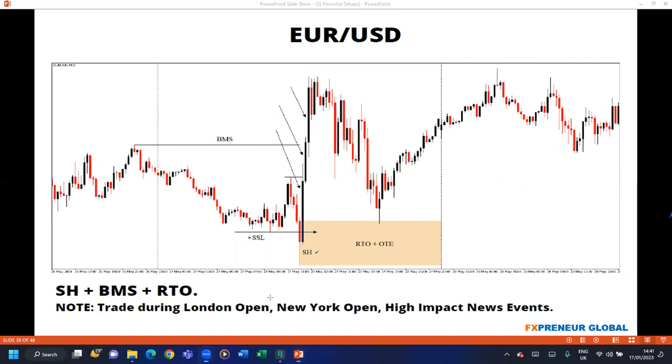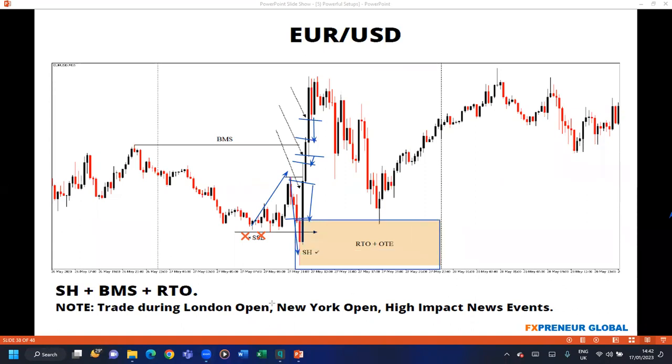Here we have equal lows, stop hunt, break of market structure. And the break of market structure here, fair value gaps. These are gaps that need to be filled. Now these gaps that need to be filled are what brought price back down.